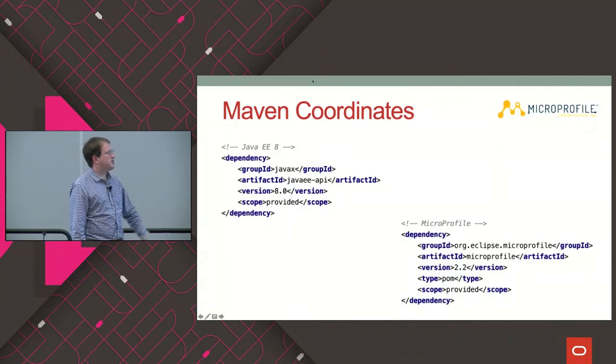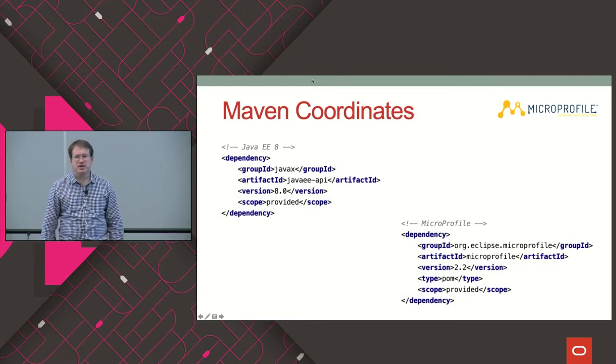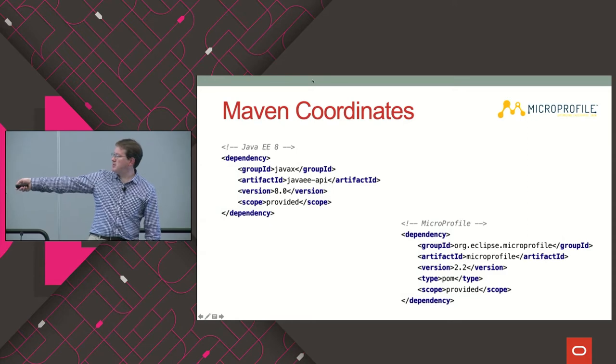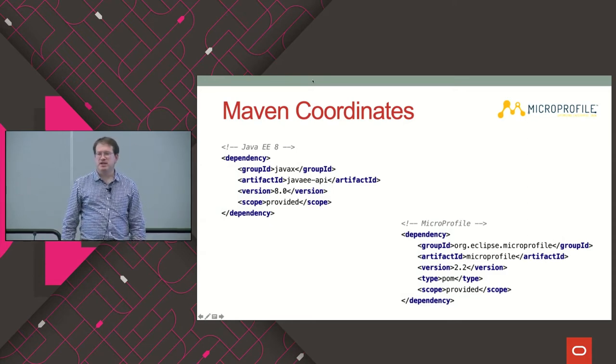So, Maven coordinates. Up on the left are your Java EE 8 Maven coordinates, so those stay the same. The newer one that you'll add to get the MicroProfile stuff is down there on the right. I've added 2.2 for that. You can put 3 depending upon which container you're using. And that is all you need to do. Note that this is provided, which means it's not going to increase the size of your application. You don't have to worry about that.